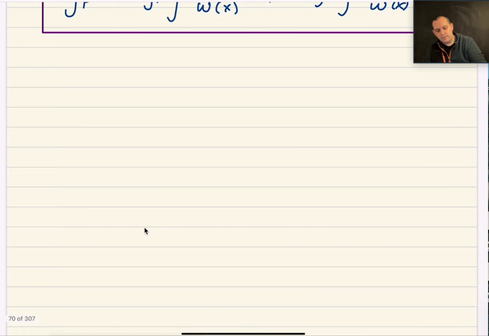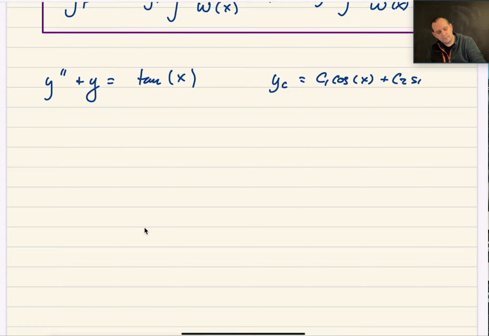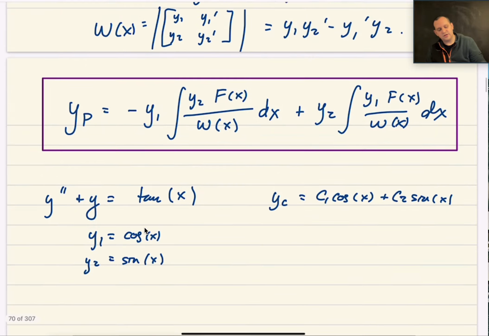Tackle the problem y double prime plus y equals tangent of x. And we know that our complementary solution is going to be c1 cosine of x plus c2 sine of x. So that means that our y1 is going to be cosine of x, and our y2 is going to be sine of x.